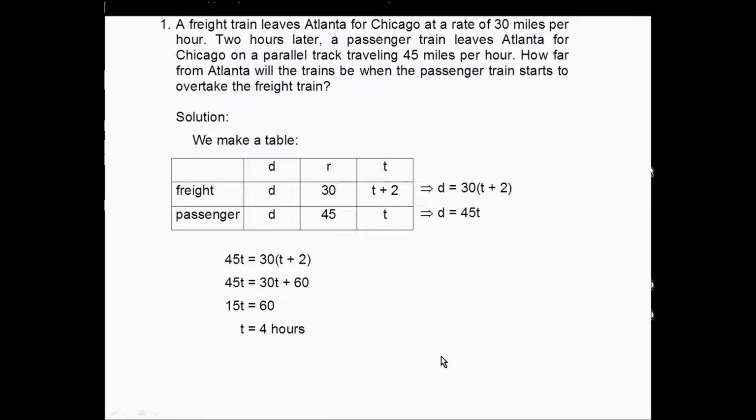Okay, that's 4 hours. Now remember, we were looking for a distance. So go back to either one of these two equations and let T be 4. You should get the same result. I'm going to use this one because it looks easier. So the D is going to be 45 times 4, 180 miles. Notice if you plug it here, 4 plus 2 is 6, and 6 times 30 is also 180. So that's kind of our check. Now again, when you make this little distance, rate, time table, one of the columns will have the exact same entry for both rows.